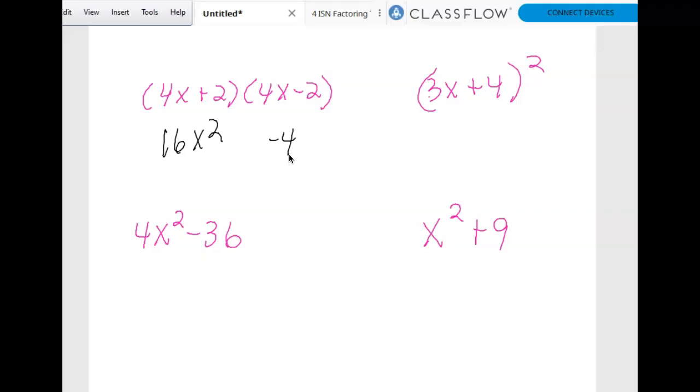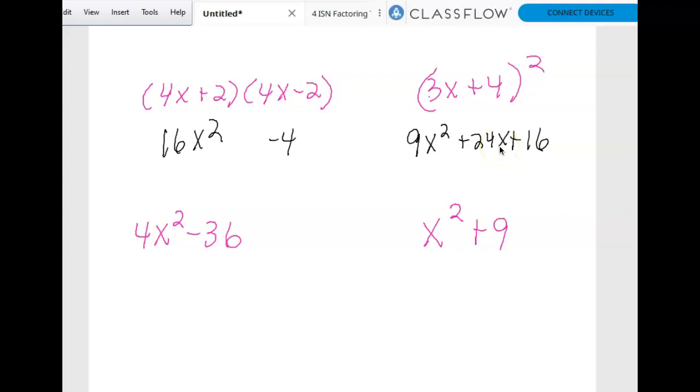How about 3x plus 4 squared? What's 3x times 3x? Okay, 4 times 4, 16. And then I take 4 times 3, which gives me 12. But how many of these do I have? 2. So I take 12 times 2, so I get 24x.